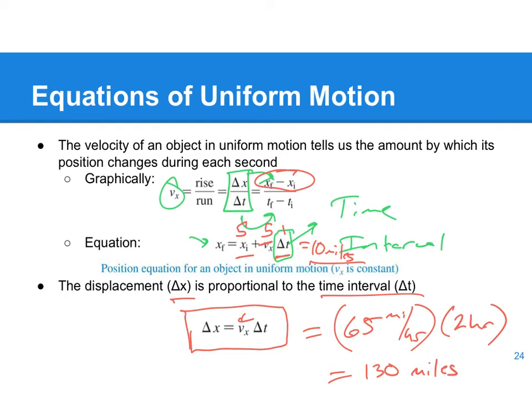Question, where am I? And the answer is, we don't know. We don't know because this is just how far we've gone. It is not where we are. I don't know where I am, but I know how far I've gone. This one, I know exactly where I am. So slightly different equations.